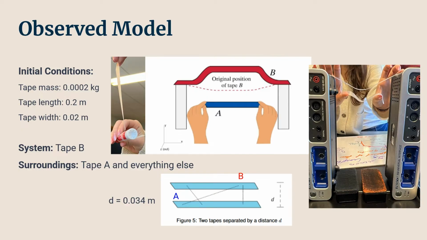We saw that the two positively charged tapes A and B repelled, which makes sense because the charges are both positive, and the distance from its original position of tape B was around 0.034 meters.